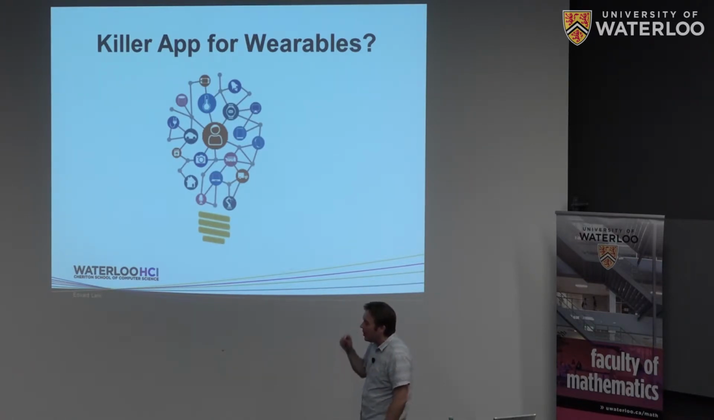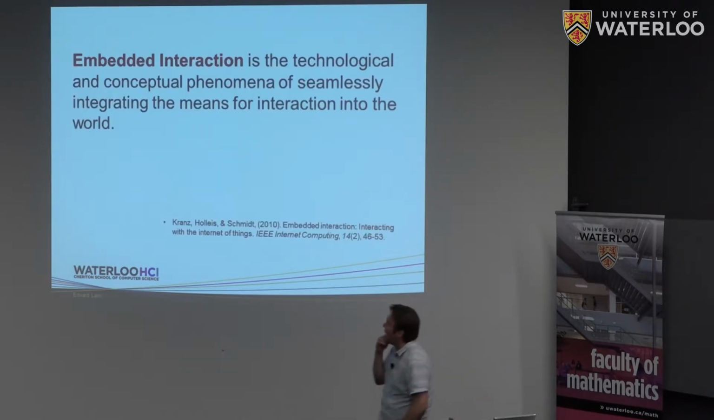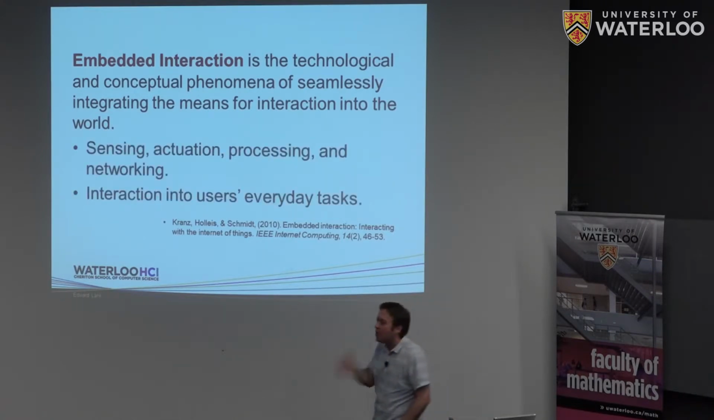And in particular, when we talk from an HCI perspective about the challenges of interacting with richly computational spaces or the Internet of Things, we talk about the concept of embedded interactions and the challenge of embedded interactions. So what are embedded interactions? Well, embedded interaction is essentially seamlessly integrating the means for interaction into the world. And in general, what that means is that we want sensing and actuation and processing and networking spread out all over the place, and we want to integrate the interaction into users' everyday tasks. We don't want them to have to go up and interact with every individual thing.